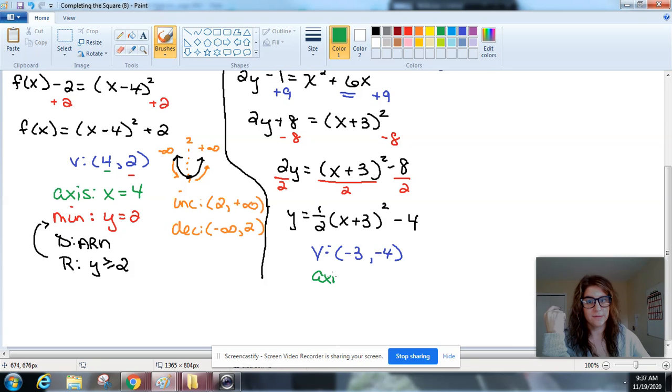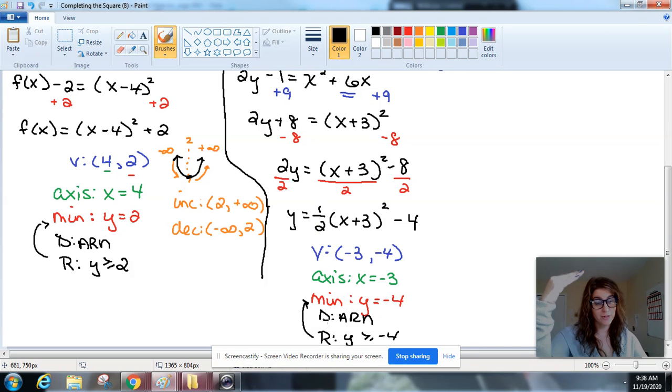Axis of symmetry is your x value, so x equals -3. This is a positive 1/2. It's a positive a, so that tells me I have a minimum again. So it's a minimum at y equals -4. Domain, all real numbers. Range, y is greater than or equal to -4. Again, it works off your minimum. It's a minimum. Everything's going to be bigger. If that was a maximum, everything would be less than.